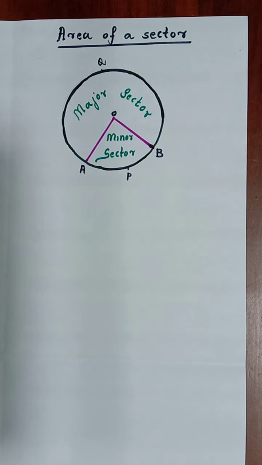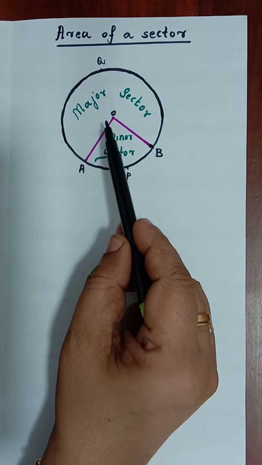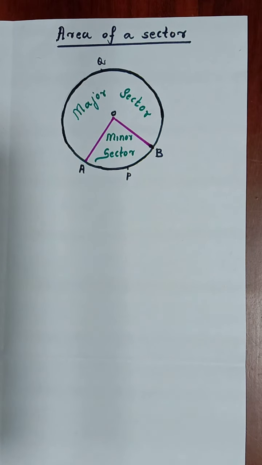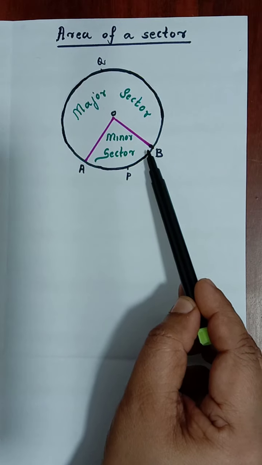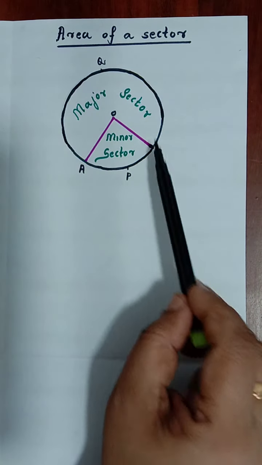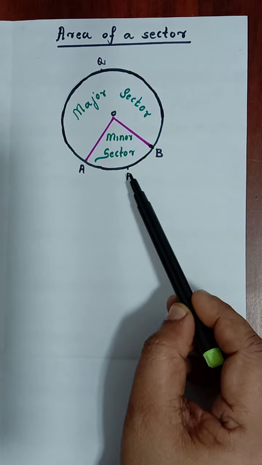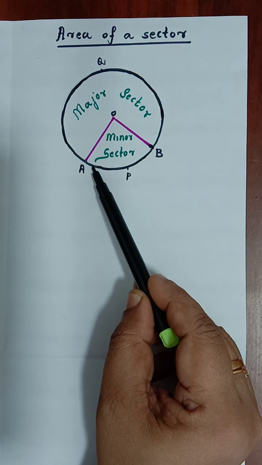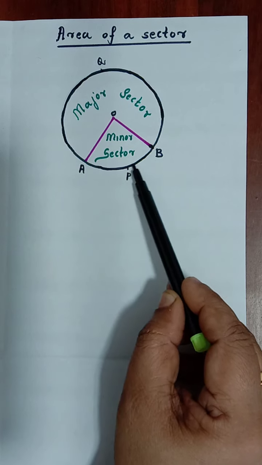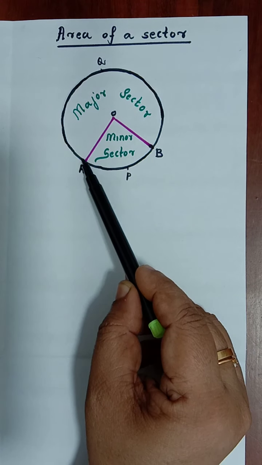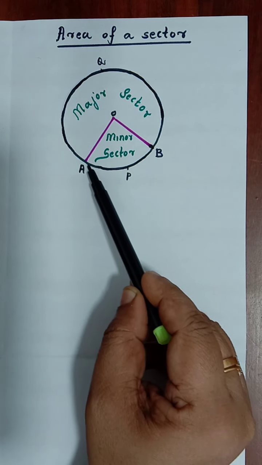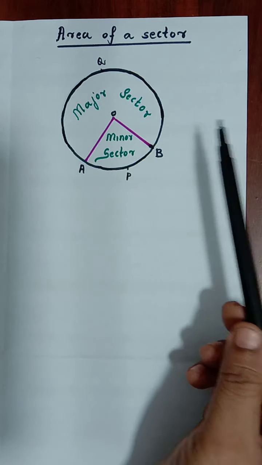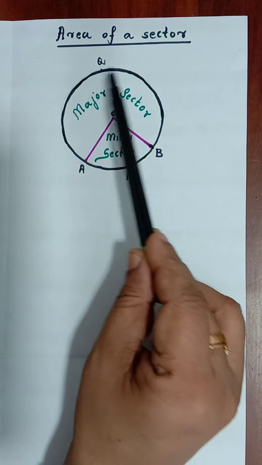So here we are considering a circle with the center O. And OA and OB are radii of the circle. I am marking a point P on AB arc. So here part of the circle is called arc. Here APB is an arc. Similarly, a point Q is drawn on the other side.